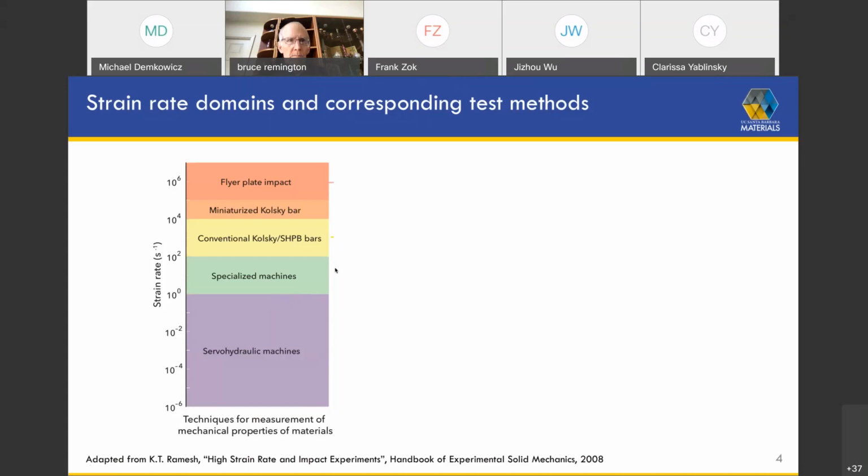There are specialized machines that can do that. But as it turns out, I think in most cases of interest, there's not much difference in material behavior going from about 1 to about 100 per second. The Kolsky bars find this range here of about 100 to about 10,000 per second strain, right? And this is the test that's used most frequently for characterizing dynamic mechanical properties. And you can scale these things down in order to access higher strain rates. That's a very specialized art. And then we have flyer plate impact tests, which get us to strain rates of 10 to the 5, 10 to the 6 per second and beyond.